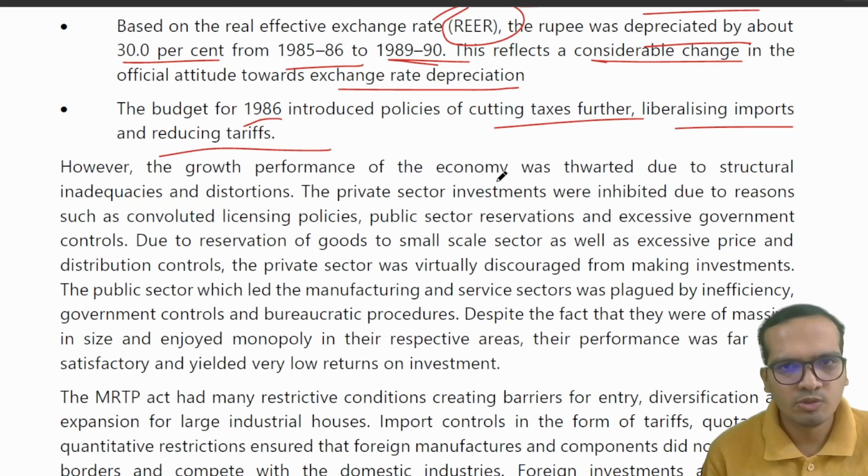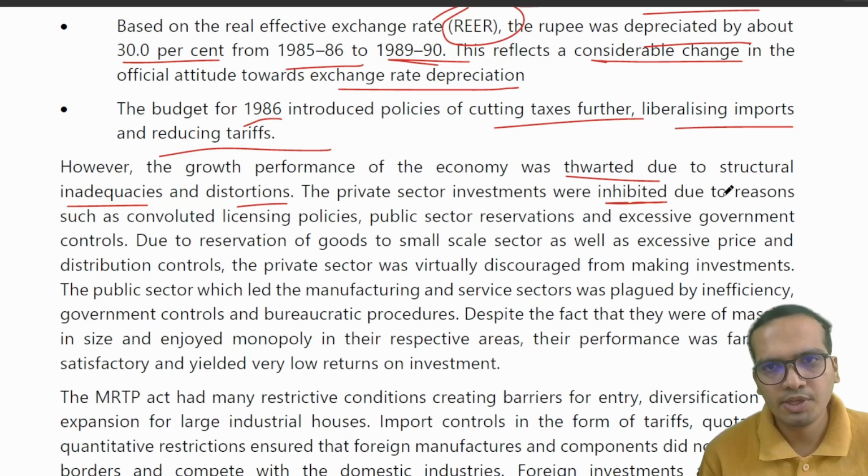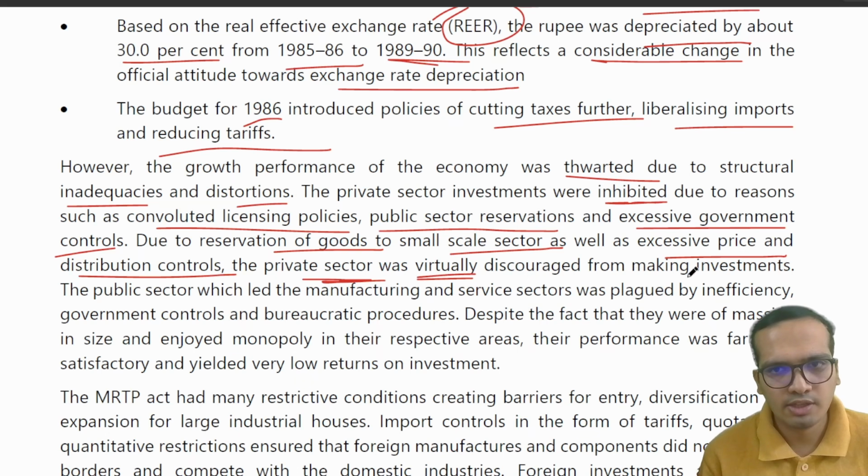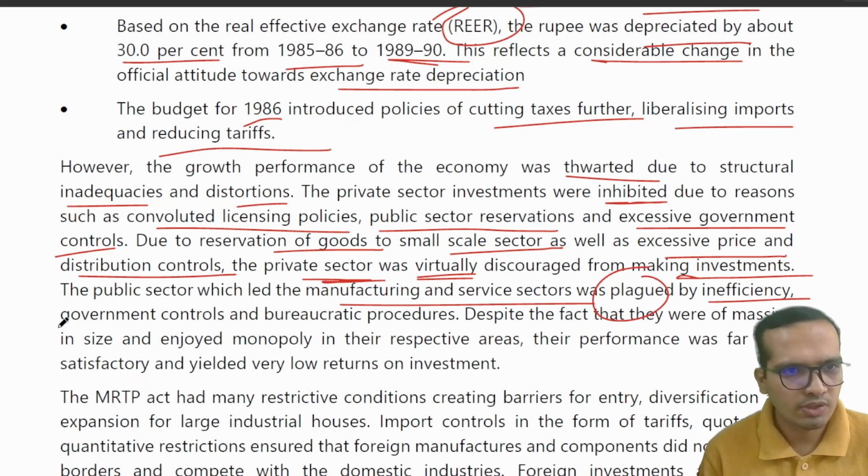However, the growth performance of the economy was thwarted due to structural inadequacies and distortions. The private sector investments were inhibited due to reasons such as convoluted licensing policy, public sector reservations, and excessive government control. Due to reservation of goods to small scale sector as well as excessive price and distribution control, the private sector was virtually discouraged from making investment.